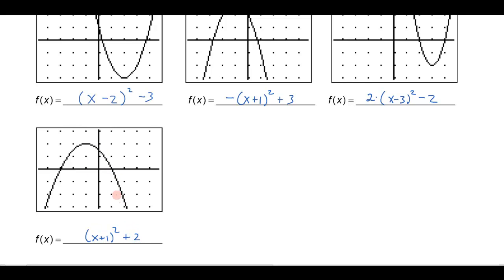This is opening down, and you might notice this one looks a little fatter. Instead of going over 1 down 1, it went over 1 down a half. So I'm going to need a minus to make it open down, and I'm going to need a half to make it open a little wider, a little fatter, like that. All right, so this would be the equation of this graph.